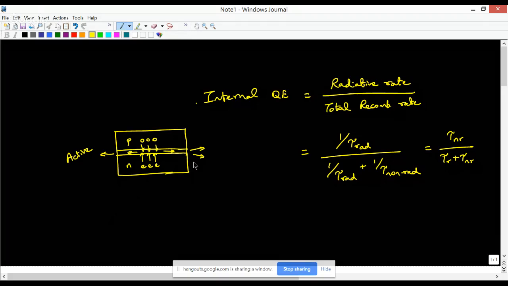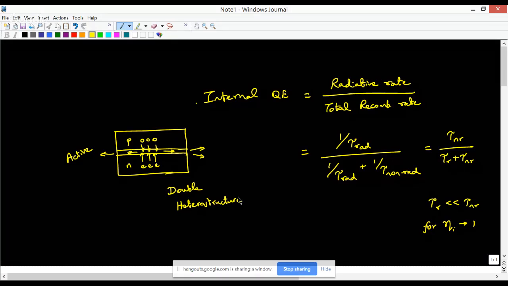Okay, so the key point is tau r should be far less than tau nr for eta I to go to 1, and that is helped by going for this double heterostructure. Okay, so that's a common structure that you have for all light emitting devices. Okay, so that is about internal quantum efficiency.